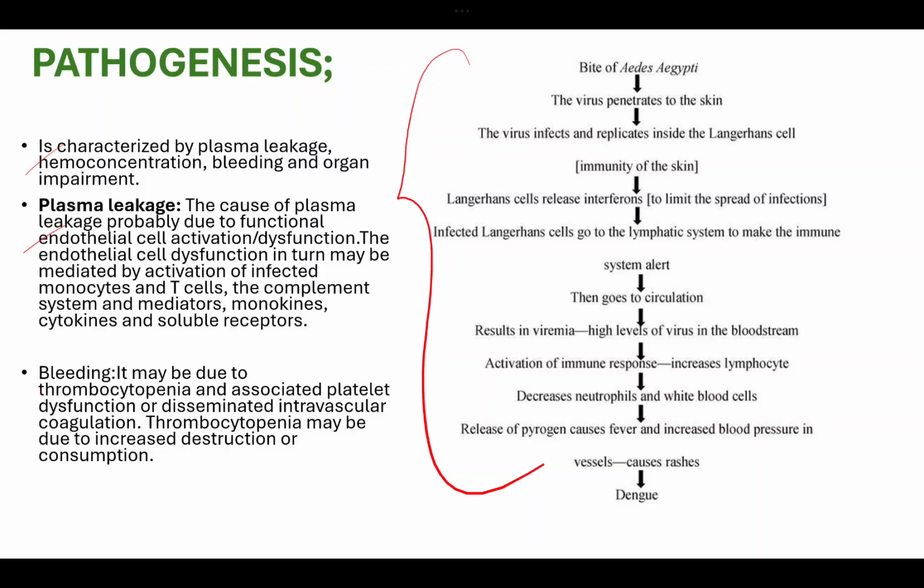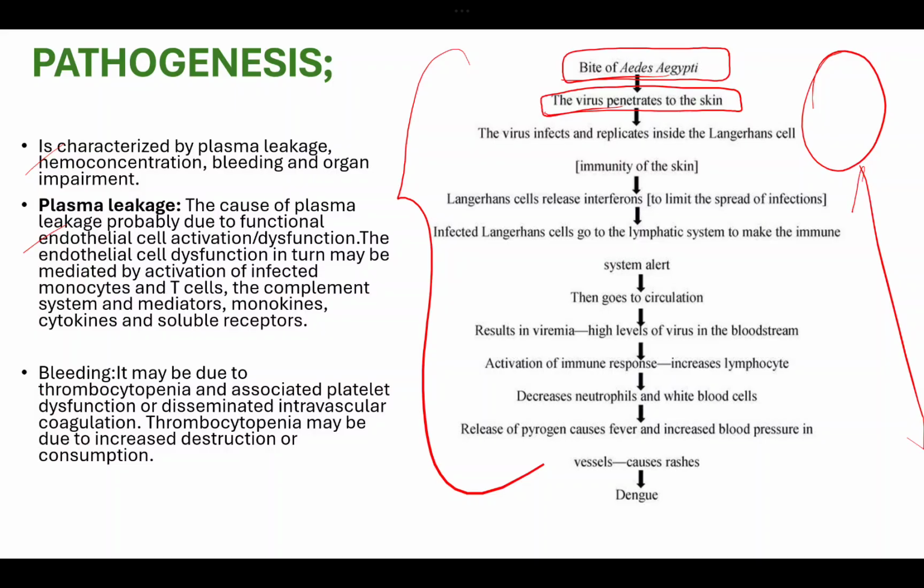So the bite of the Aedes aegypti mosquito. The virus is entering into the skin. Now let us assume this is the person. The bite of the Aedes aegypti mosquito, the virus has entered into the skin. The virus will infect and replicate inside the Langerhans cells, the immunity of the skin. So you can see that the virus is affecting the Langerhans cells.